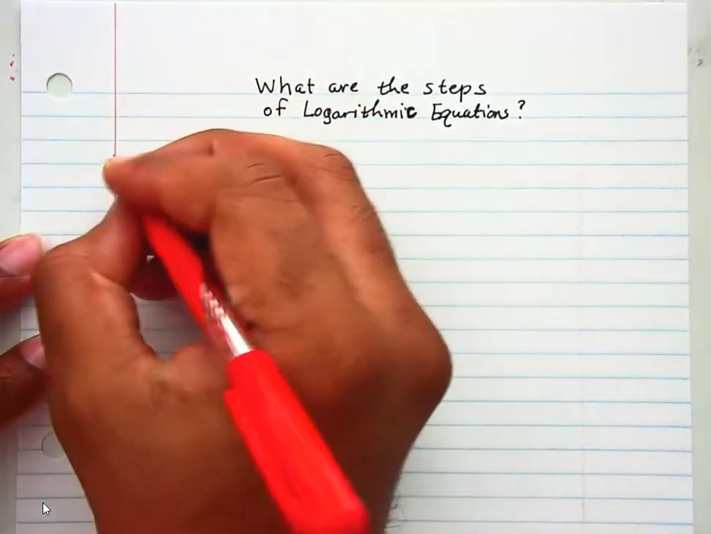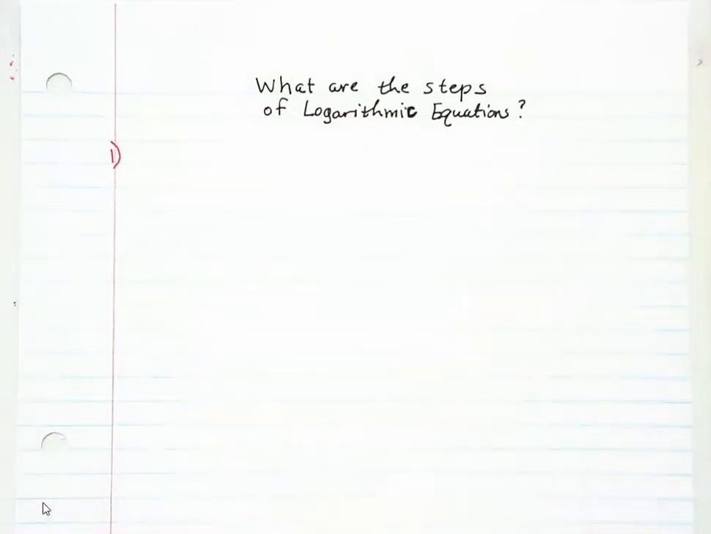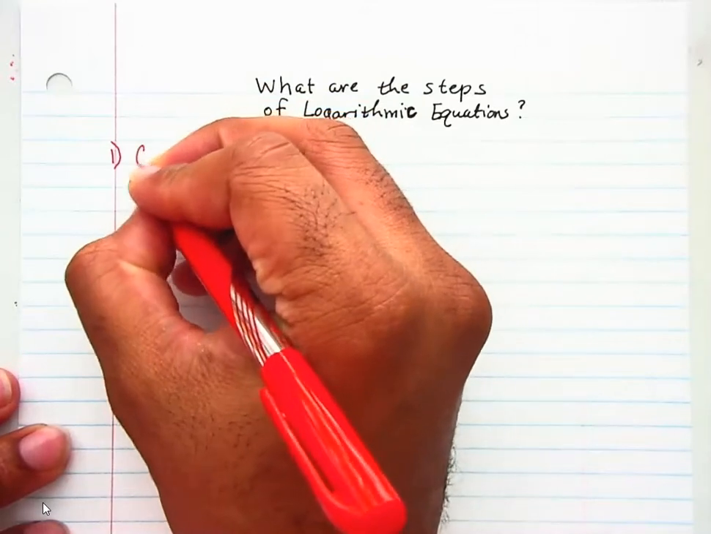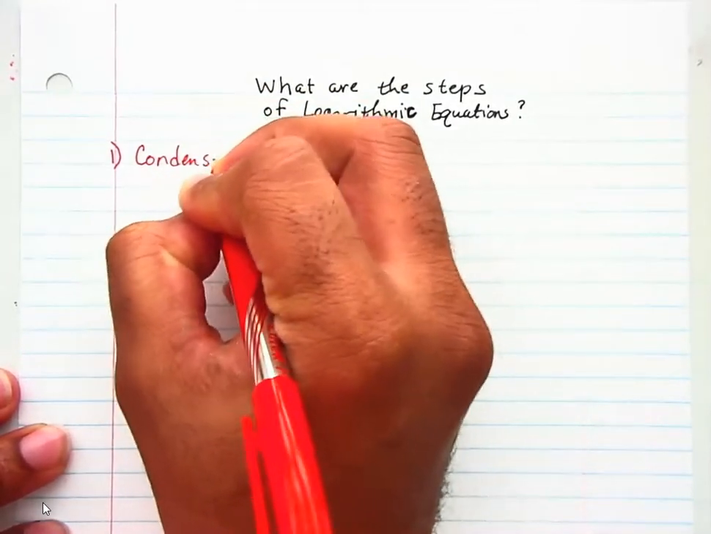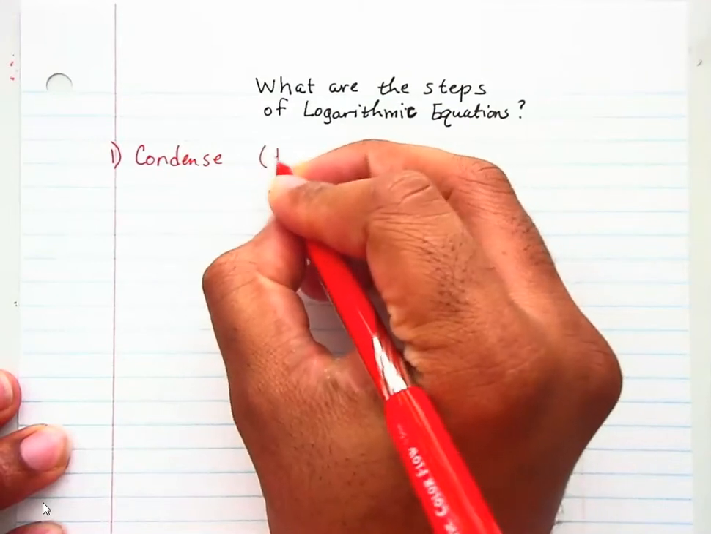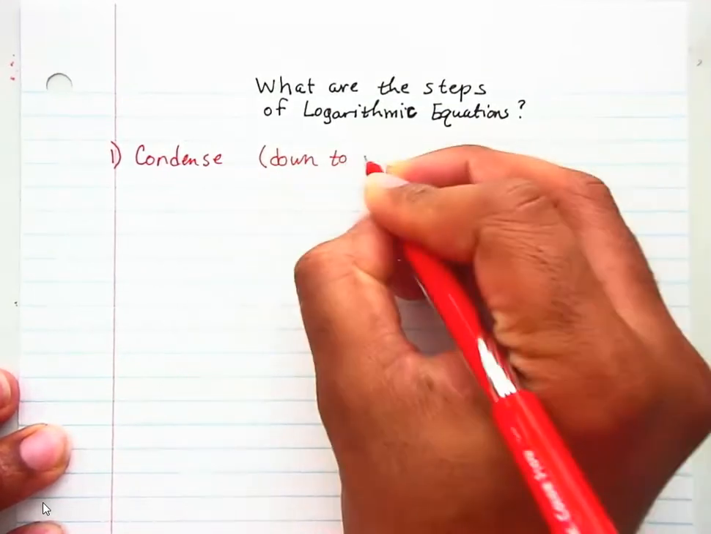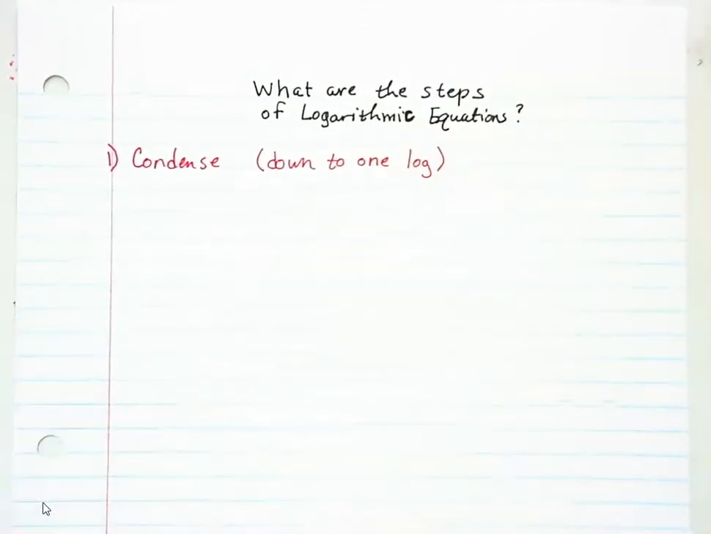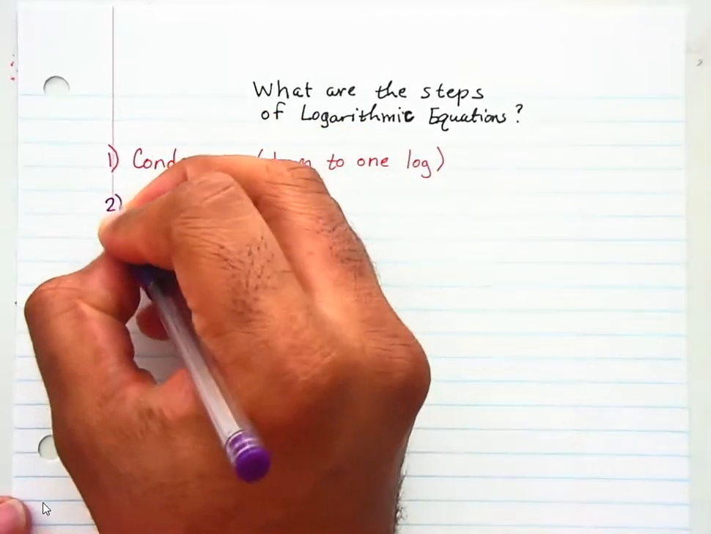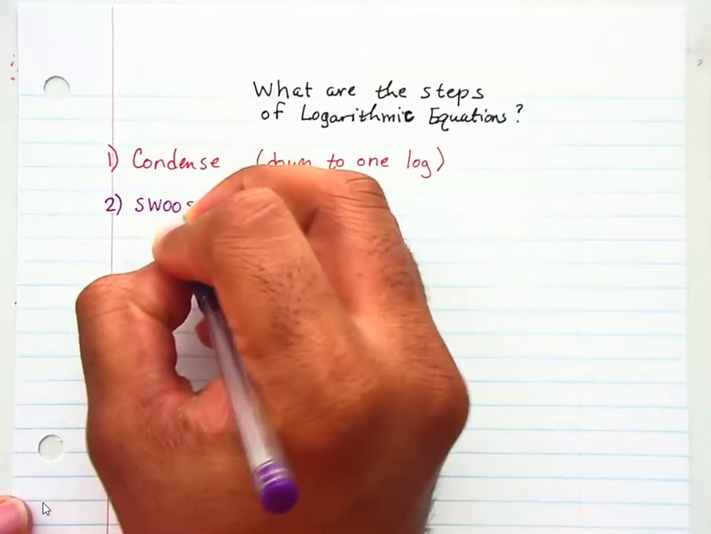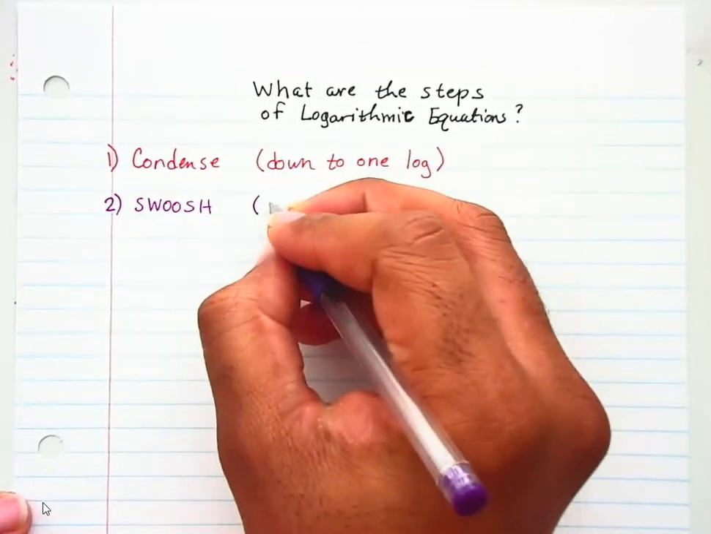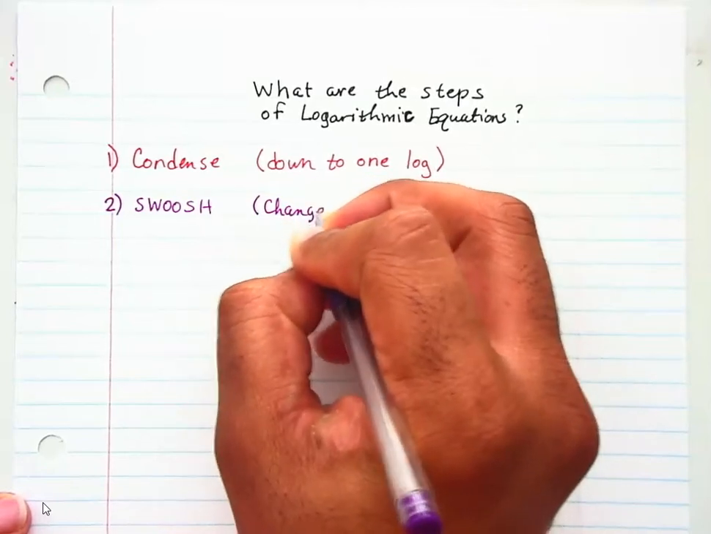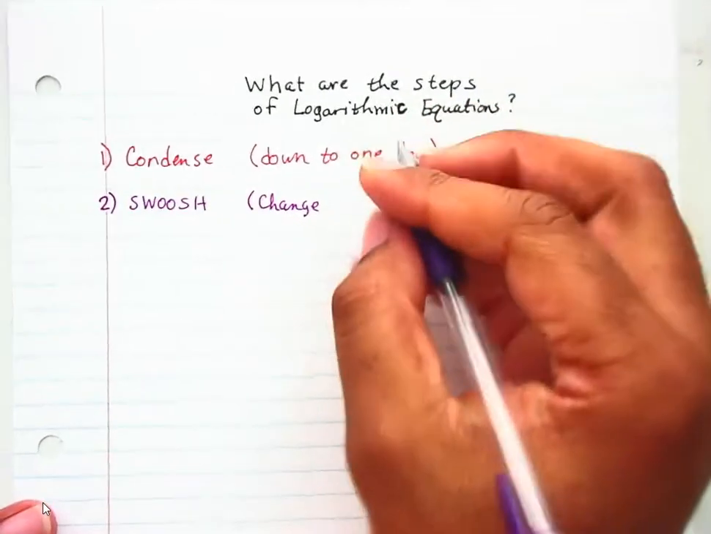All right, so if we're looking at our steps, we had that quick little chant that we did: condense, swoosh, solve, check. So we know the first step is condense it, and that's down to 1 log. The second step is to swoosh, and that's what I like to call it. It makes it easier to say instead of just saying change to exponential form. So swoosh is change to the exponential form.